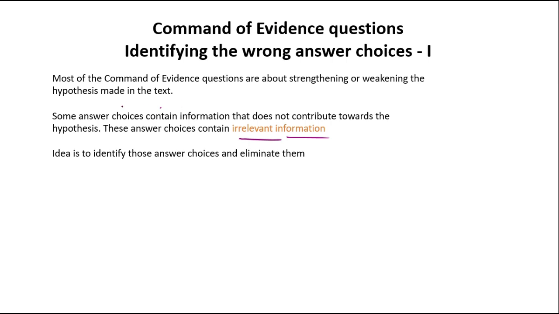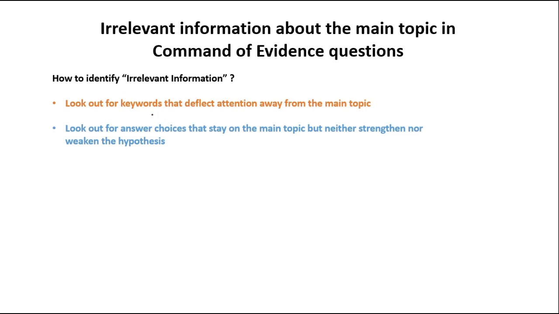Now, most of the command of evidence questions are about strengthening or weakening the hypothesis made in the text, right? And there are some answer choices that contain information which does not contribute towards the hypothesis. So these are the answer choices that contain irrelevant information. How do we identify them? So you look out for the keywords in the answer choices that deflect attention away from the main topic of discussion in the text. The second way is to look out for the answer choices that stay on the main topic, but neither strengthen nor weaken the hypothesis.